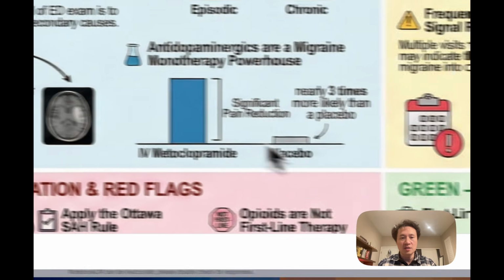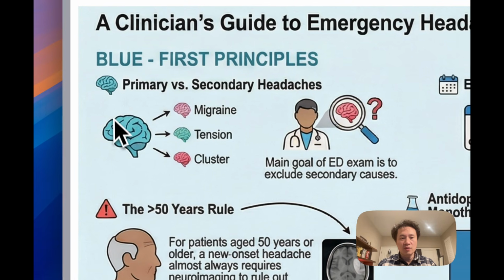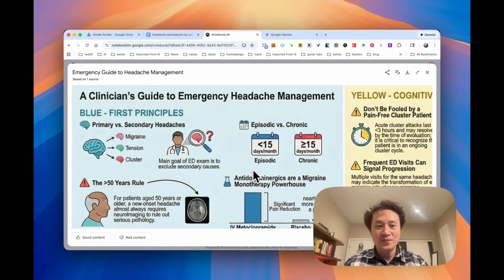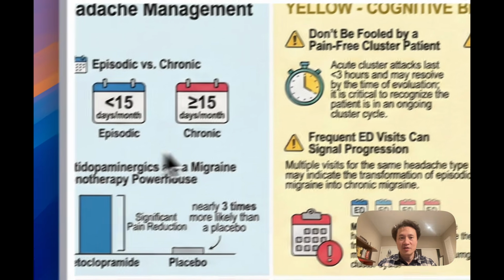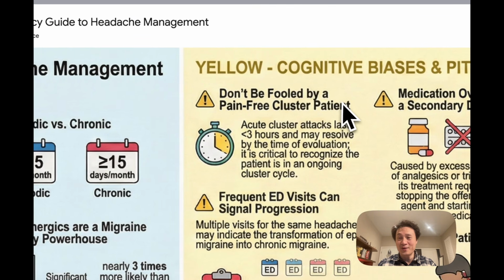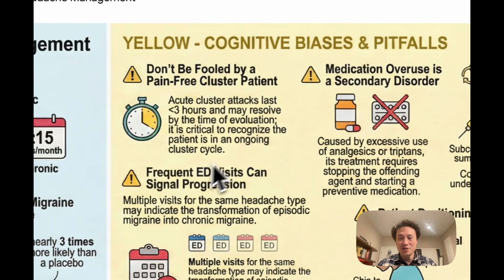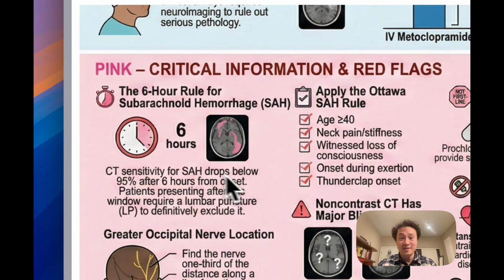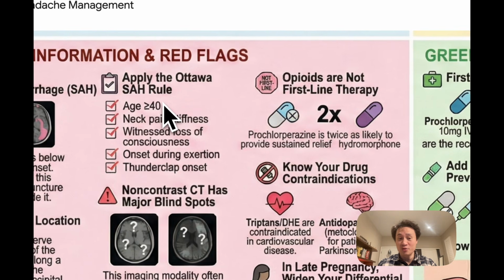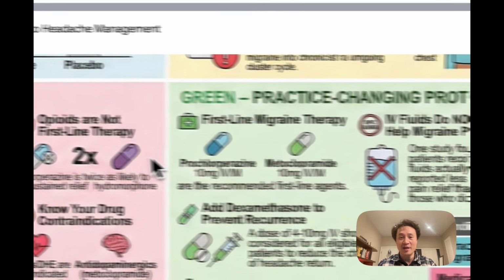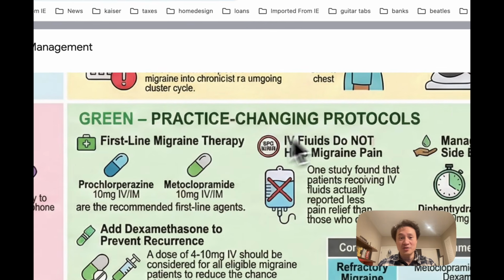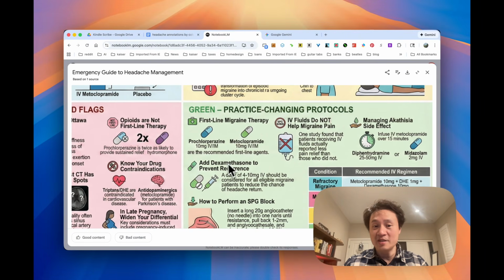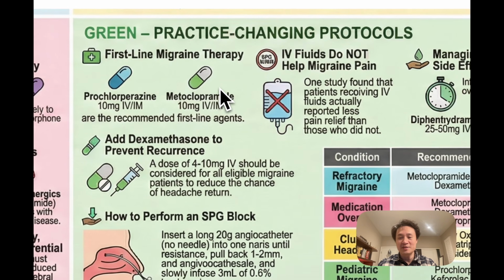Let's take a look at this. Look at how amazing this is, with beautiful illustrations, the different types of headache, primary versus secondary headaches, the yellow cognitive biases, don't be fooled by the cluster headache patients that I was mentioning. The critical, the 6-hour rule for subarachnoid hemorrhage. The Ottawa subarachnoid rules. Exactly. This is exactly what I highlighted. And the practice changing protocols: first line for migraines, Compazine, Reglan, and add dexamethasone to prevent recurrence. This is exactly what I was talking about.